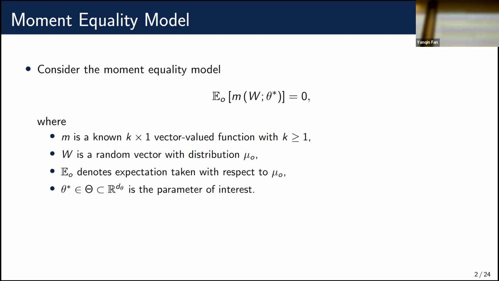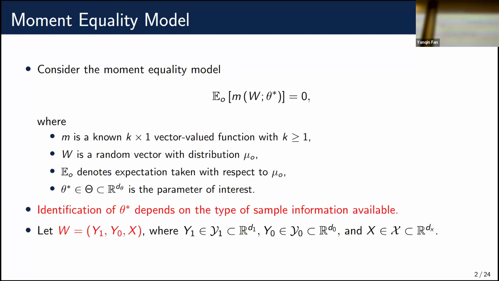Now, in this talk, I'll mainly focus on the identification of theta star. The identification of theta star, of course, depends on the type of sample information available. So to be clear, let me decompose the random vector W in the model into three parts: Y1, Y0, and X. All three are random vectors. Y1 is of dimension D1, Y0 is of dimension D0, and X is of dimension Dx.